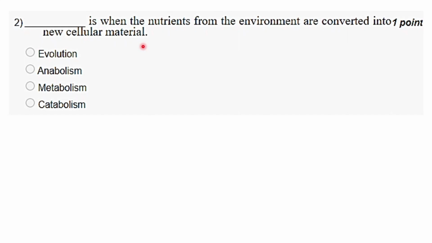Evolution is how whatever we see today, the more evolved versions of human beings or organisms, came from what they used to be at some point of time. So evolution is completely different. Metabolism is both anabolism and catabolism, and anabolism is the synthesis process. So the answer will be anabolism.